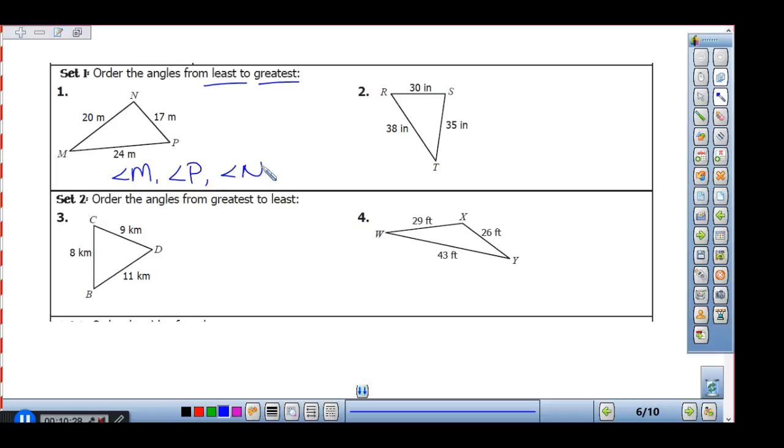Okay, yep, so we'll skip 2. You need to make sure that you are reading your directions carefully, because in your book it will flip-flop them on you. Now they want them from greatest to least. My longest side is 11, and across from it is angle C, so angle C would be my biggest. Then would come angle B, because it's across from the 9.